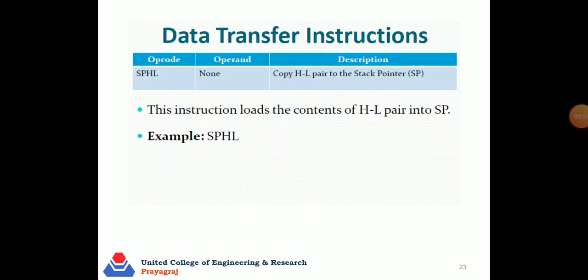It is my third lecture and it is the last lecture of the data transfer instruction group. So, in this group we will discuss first SPHL. The opcode is SPHL and there is no operand, it is a 1 byte instruction.